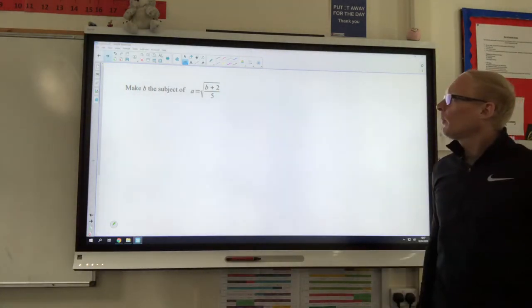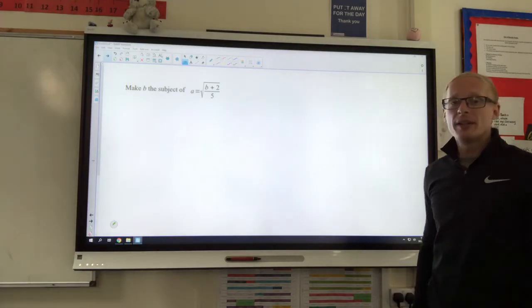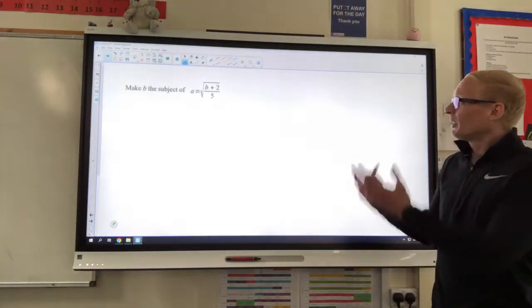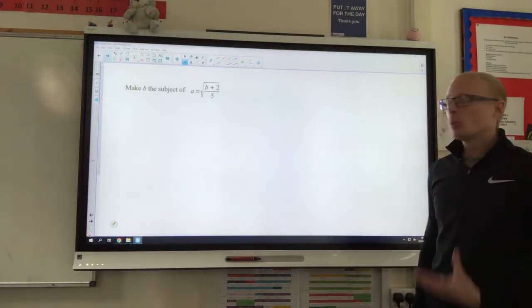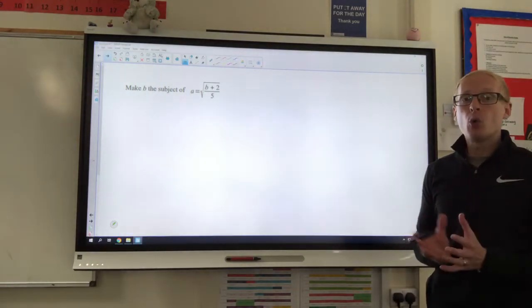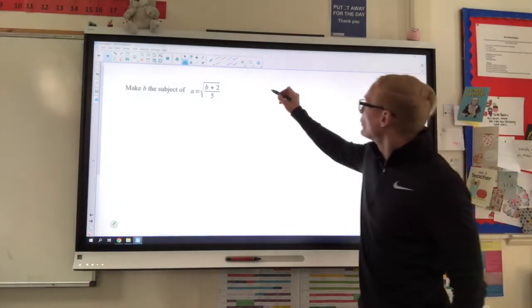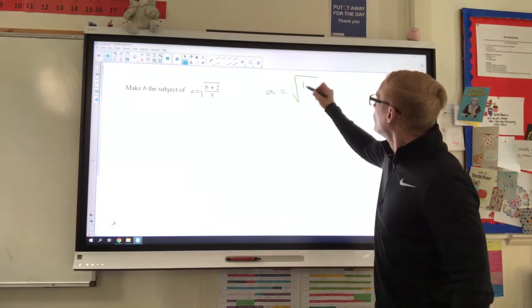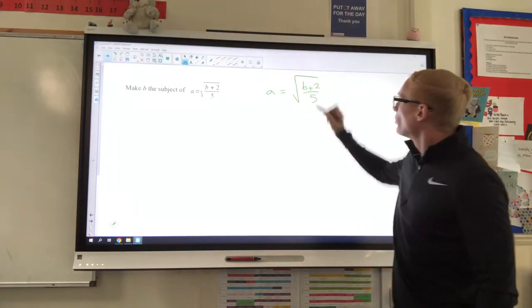Okay, next example. Just slightly different again. When you look at something like this, it's important to understand where the square root is and the fact that the square root is around the whole expression here. Okay, so you've got a equals the square root of b plus 2 divided by 5.